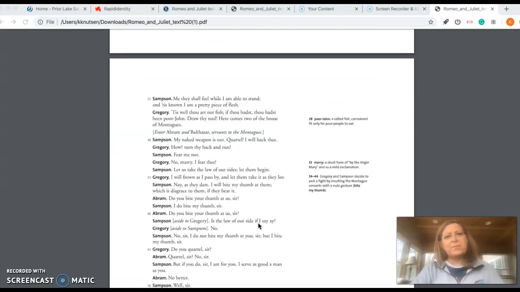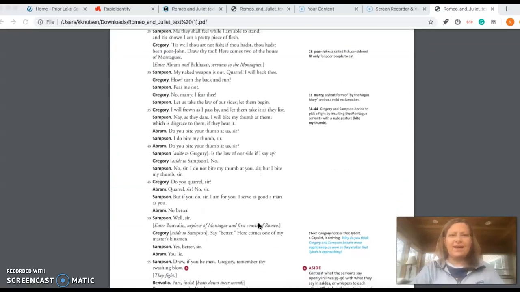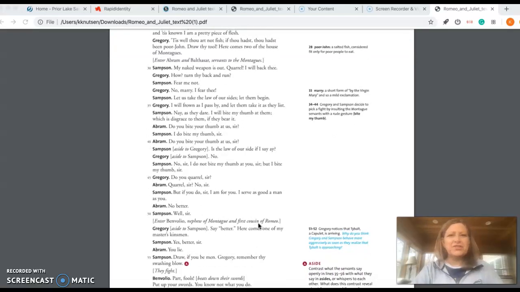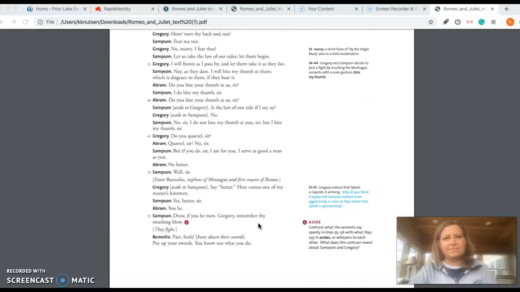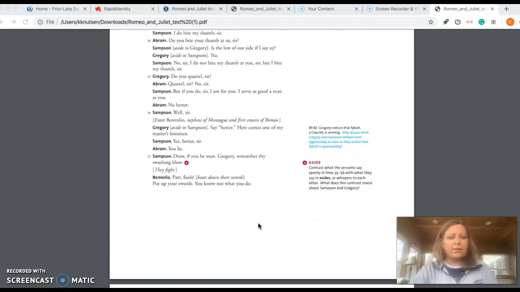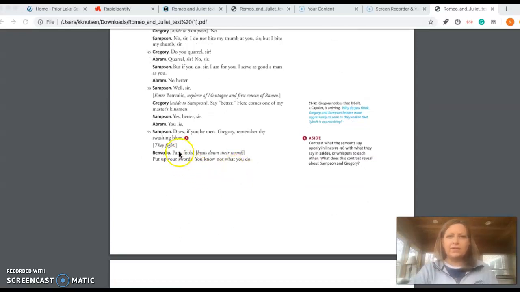You can think of this big fight kind of like a fight in school, in the lunchroom. Somebody taunts somebody, bites their thumb at you, flips them off, whatever it is that they do. And then it gets to the point where the person being taunted can't stand it anymore, and it ends up in a fight. So the line in there that I really want to talk about is Benvolio. He comes into the fight, says, "Part, fools, you know not what, put up your swords, you know not what you do."